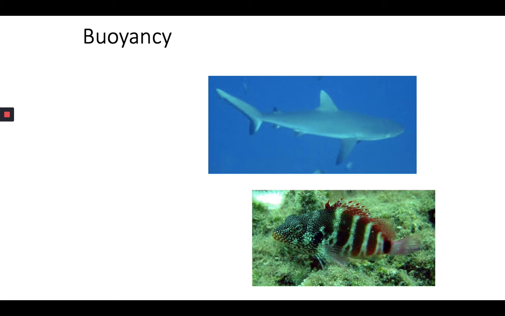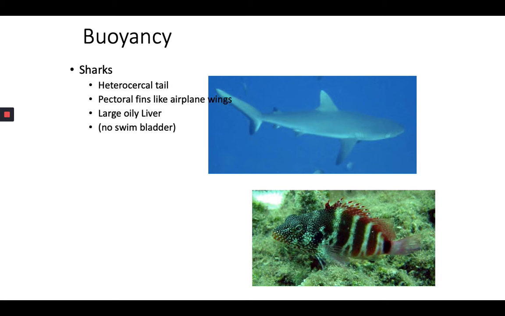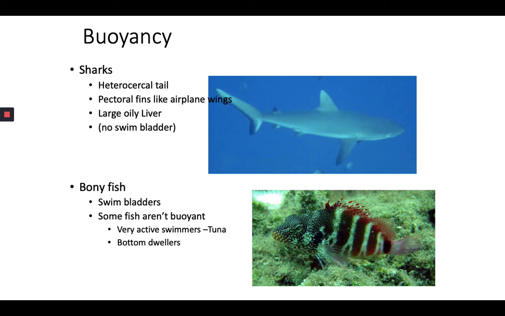Now, fish have to stay buoyant in the water, and we talked about sharks already. Sharks have a heterocercal tail and pectoral fins like airplane wings, a large oily liver, and no swim bladder. So these are the things they use to swim. We did talk about this in the section on sharks. In bony fish, they mostly have a swim bladder, which they can fill up with air and it helps them to float. Some fish don't have that and they're not buoyant, and they are either very active swimmers, such as a tuna, which just stay up by swimming, or bottom dwellers, such as this hawkfish.